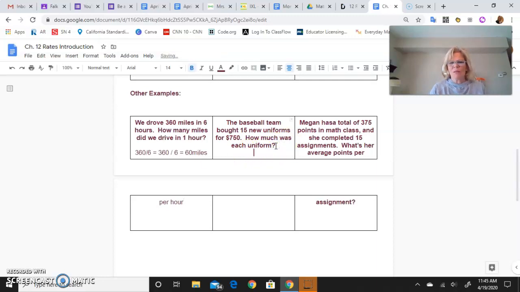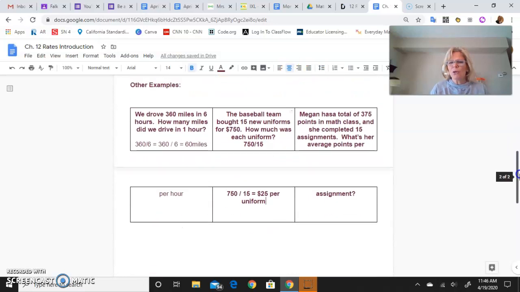Okay, we have uniforms. Maybe the baseball or softball or track team, maybe somebody's tennis team, they're buying new uniforms. So the baseball team bought 15 new uniforms for $750. Well, my total was 750, and I'm going to divide that by 15 uniforms to get the price per uniform. So 750 divided by 15. I've already done this problem. It is $25 per uniform. I just divided. Opposite of what we did up here.